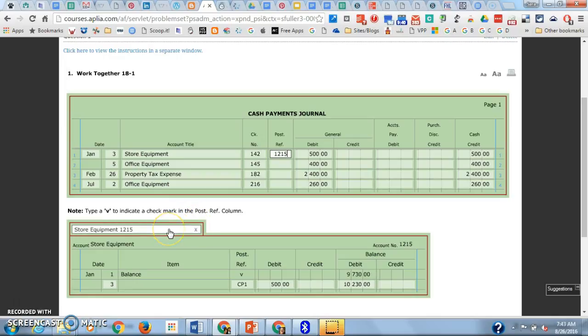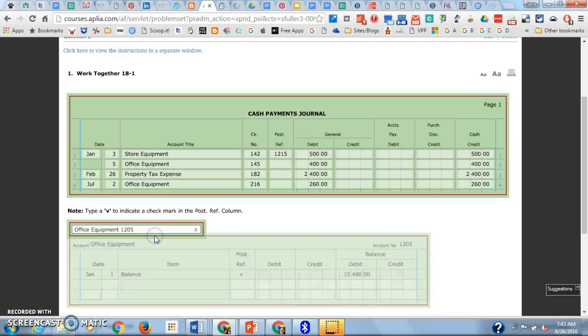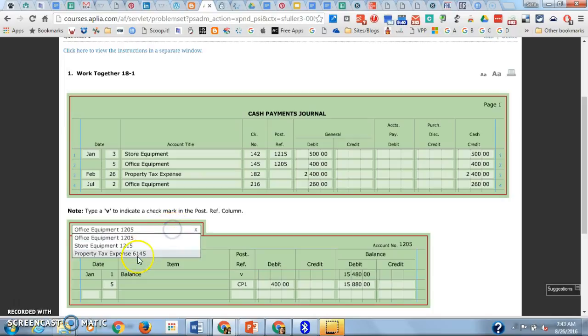Next we have office equipment. So office equipment, our date is the 5th. Post reference CP1. It's a debit of $400. And so we have a new debit balance of $15,880. Post reference is 1205.